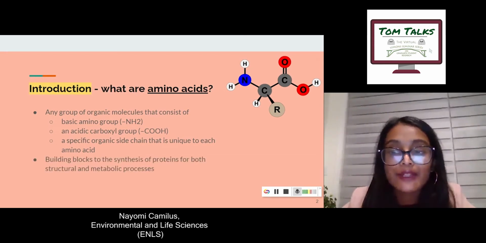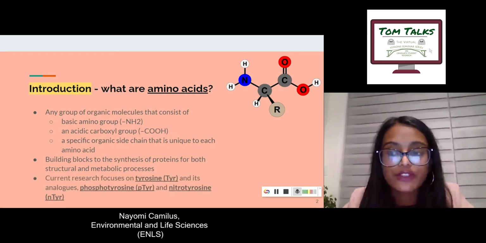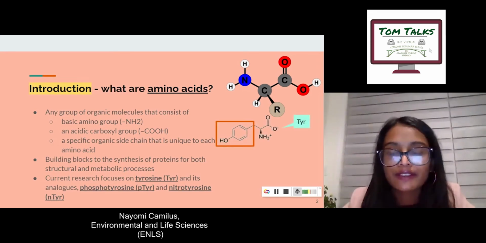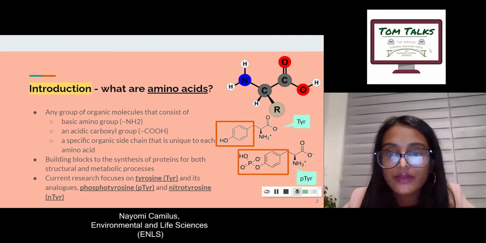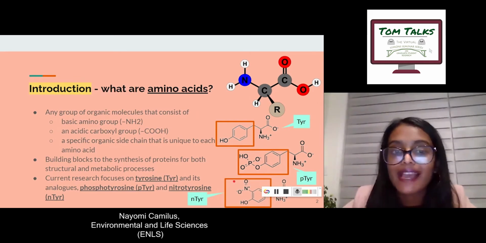So these amino acids are critical to life because they're the building blocks to the synthesis of proteins for both structural and metabolic processes. My research will focus on tyrosine and its analogs, phosphotyrosine and nitrotyrosine. So these are the chemical structures of these amino acids. So tyrosine, phosphotyrosine, and then finally nitrotyrosine. As you can see pictured in these orange boxes are the different specific organic side chains that is specific for each of the amino acids.